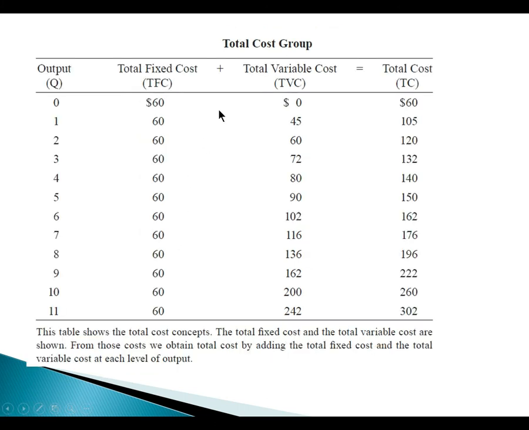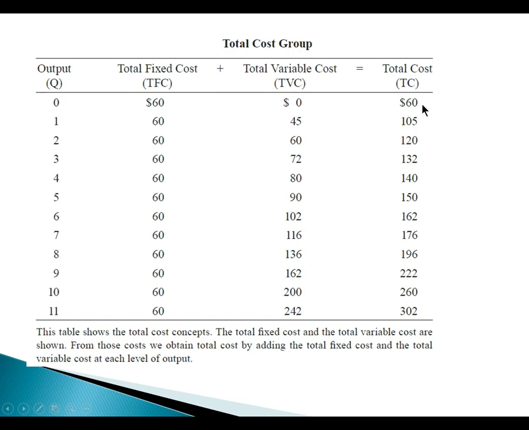As in the start I have told you, the total cost is the sum of the total fixed cost plus the total variable cost. Now this is the total fixed cost, $60, from zero output to 11 output so far, and that remains fixed. And the variable cost, you saw that with the increase of the output, this variable cost is also increasing. By adding these two costs, we get the total cost.